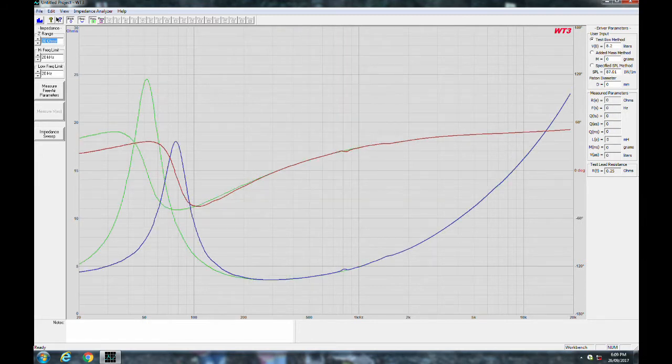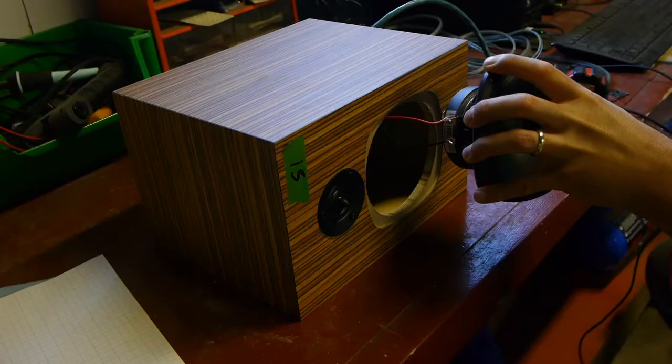This is just to show you the difference between out of the box and in the box. You can see FS increases as it becomes FB. And the resonance frequency also goes a little bit lower in magnitude. We can also see that the driver is clearly a 4 ohm driver.